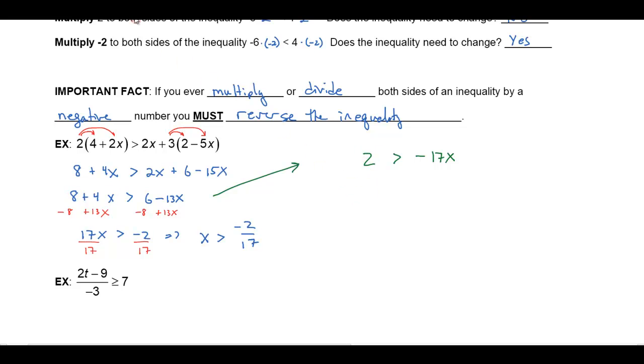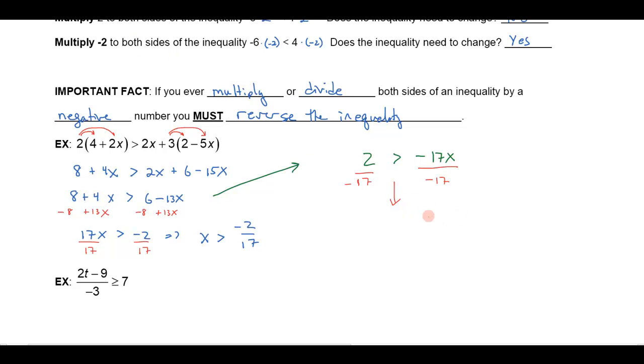All right. So when I do that, notice now I have a negative. If I want to get x by itself, I'll divide both sides by the negative 17. But when I do that, I have to remember to reverse the inequality. And so I'd get negative 17x over negative 17. That's x on this side. Oops, I should keep my color there the same.